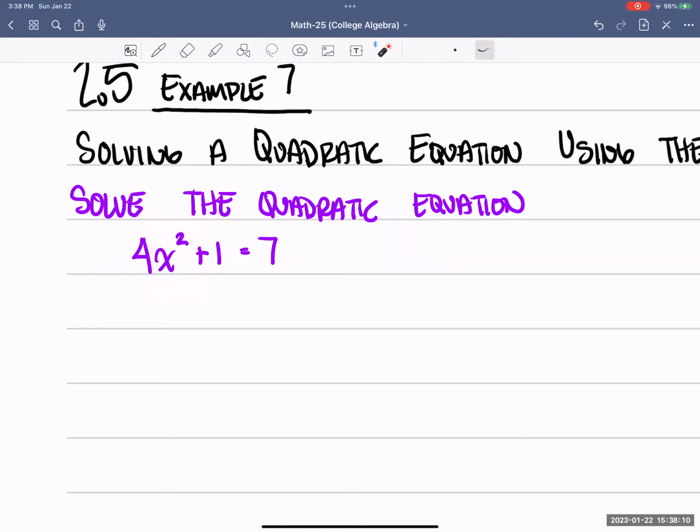So solving for our variable, this is the term with the variable, so we're going to move everything else over to the opposite side. So minus 1 on both sides. That leaves us with 4x squared is equal to 6. Divide both sides by 4 to get x squared by itself. And it looks like we could factor out a 2 from the numerator and denominator. Notice that both the numerator and the denominator are divisible by 2. So that leaves us with 3 over 2.